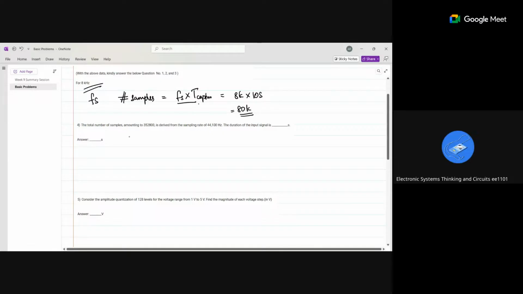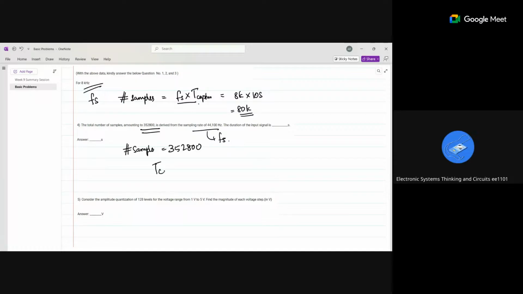So again, the next question is, they have given the total number of samples. The number of samples is 352800 and the sampling rate is given, and they asked us to find the duration of the input signal, that is the T capture. How to find it? What's the formula?